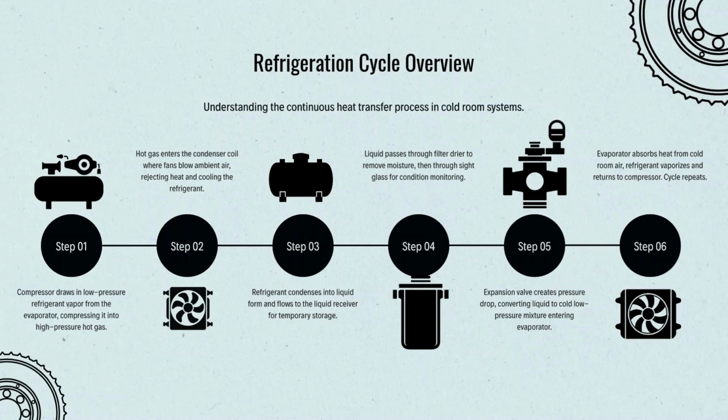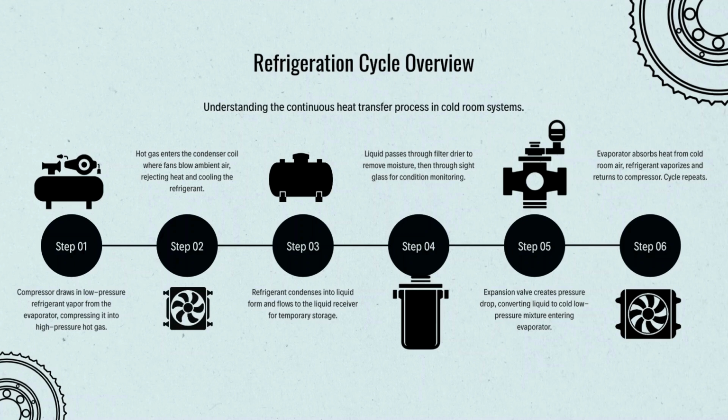Refrigeration cycle overview. Understanding the continuous heat transfer process in cold room systems. Step 1. Compressor draws in low-pressure refrigerant vapor from the evaporator, compressing it into high-pressure hot gas. Step 2. Hot gas enters the condenser coil where fans blow ambient air, rejecting heat and cooling the refrigerant.